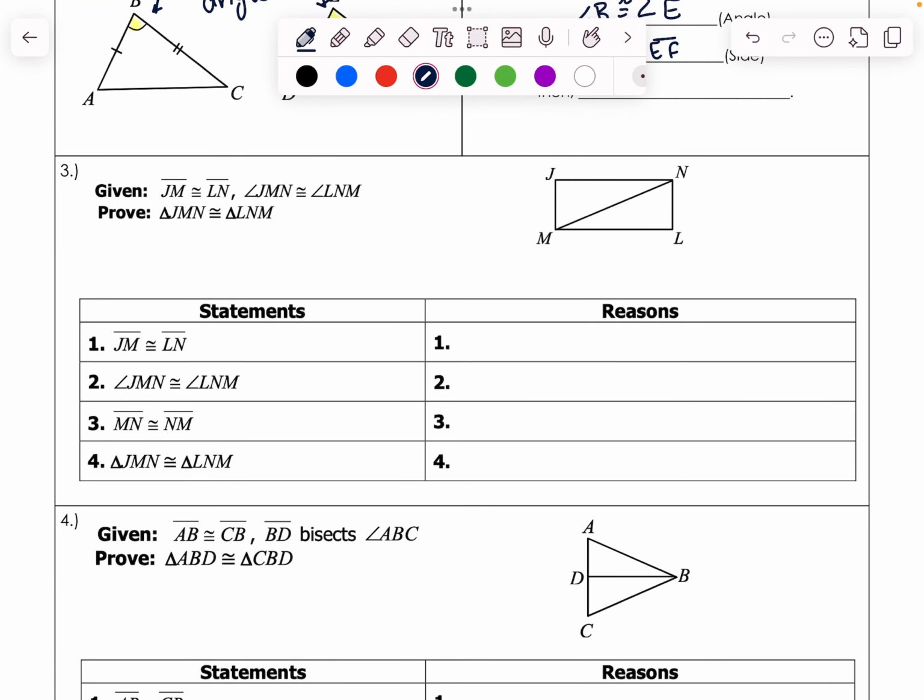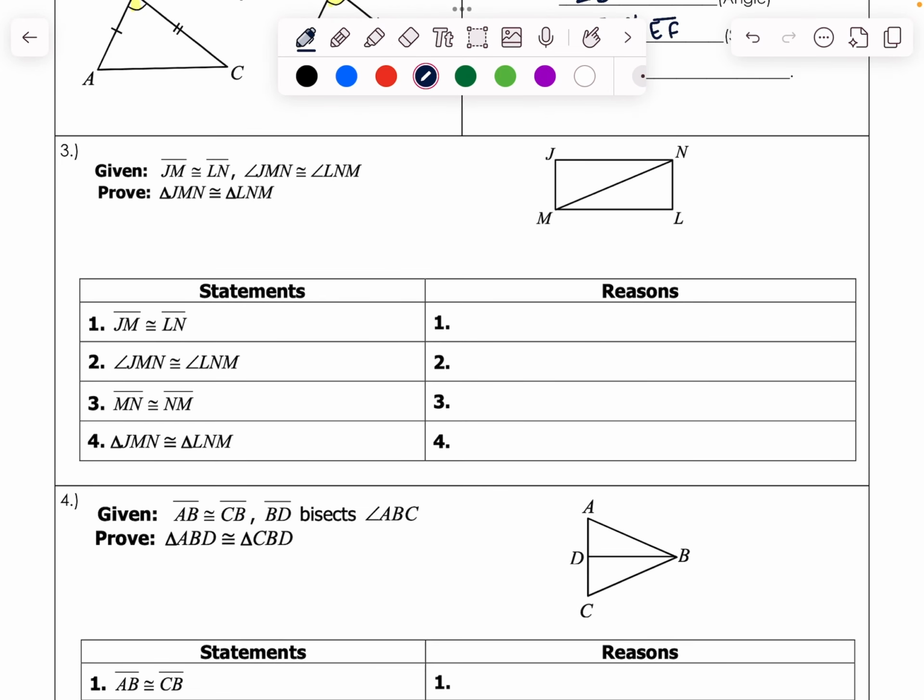If we look at our first proof, again, we always start with our givens. Go ahead and mark up your triangle as you go. JM is congruent to LN, and then angle JMN is congruent to angle LNM. That's also given. We've talked about this property before, but when we have MN congruent to NM, that's saying it's congruent to itself, and that's going to be our reflexive property.